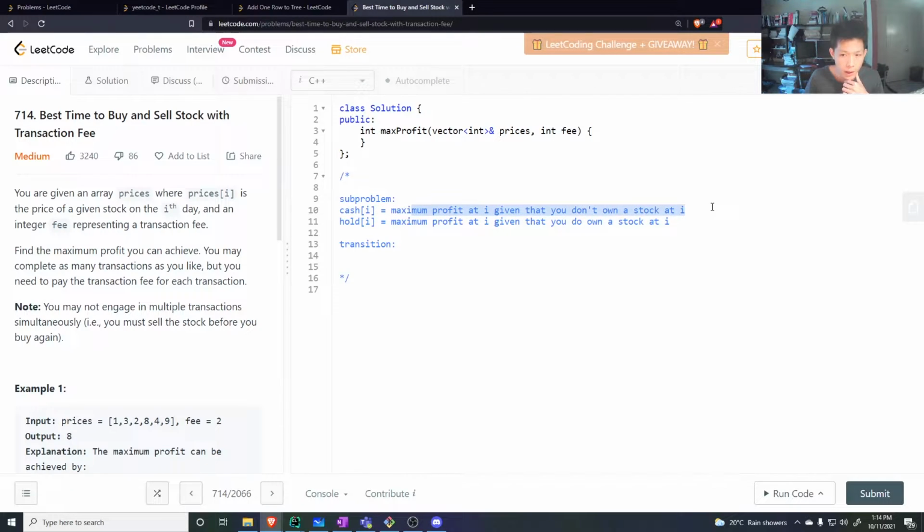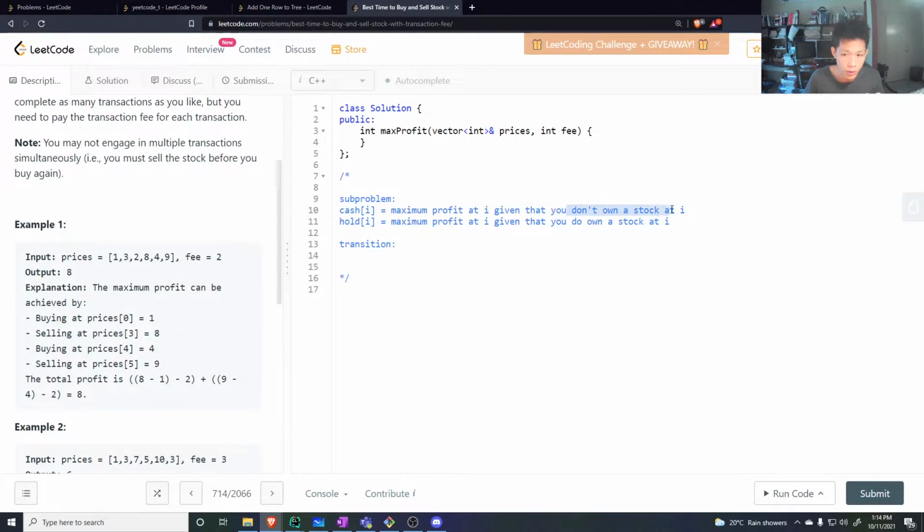If I don't own a stock at i, to maintain that state, I could say that cash of i is equal to cash of i minus 1. That might not be the maximum profit for this state here. The maximum profit would be the max of either I don't do anything, or I was holding something before and now I sell it. So what's the maximum profit given I'm holding something? That means I've already bought something and now I want to cash out, so I want to add the price at i. But since I've completed a transaction, I need to subtract the fee. So I was holding something before, but now I've sold it, so at this state I don't own a stock at i.